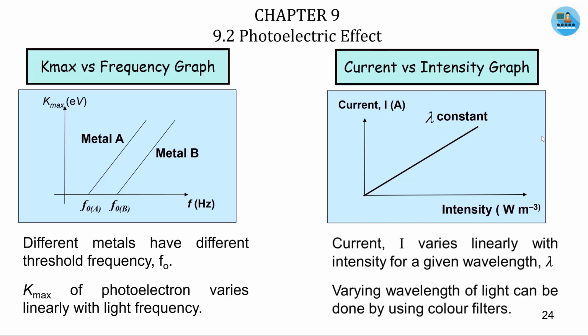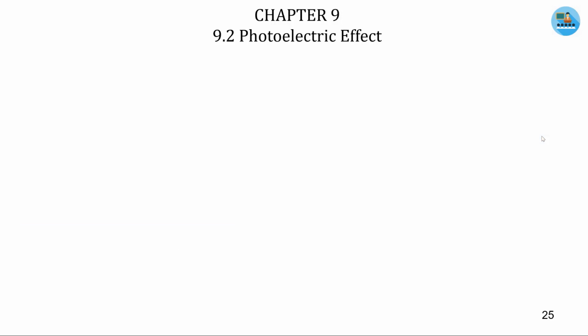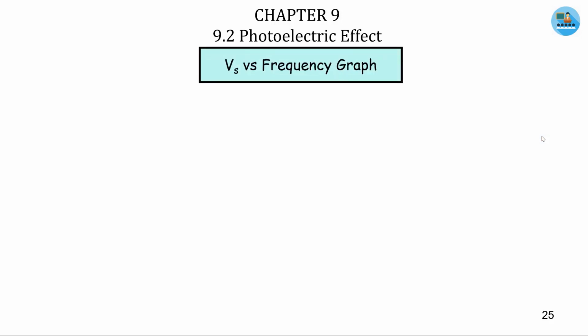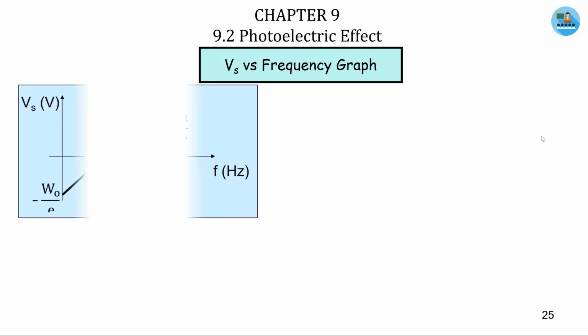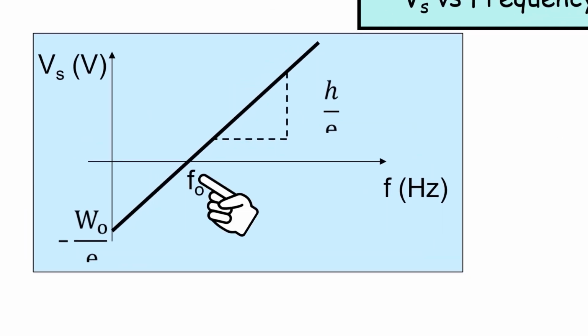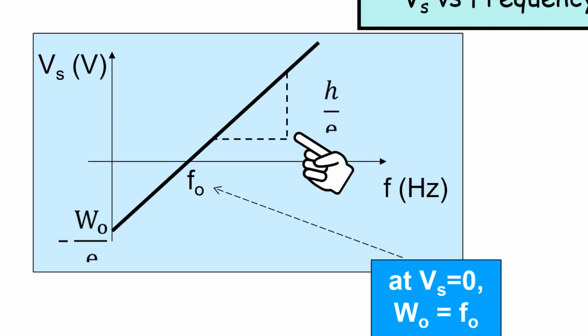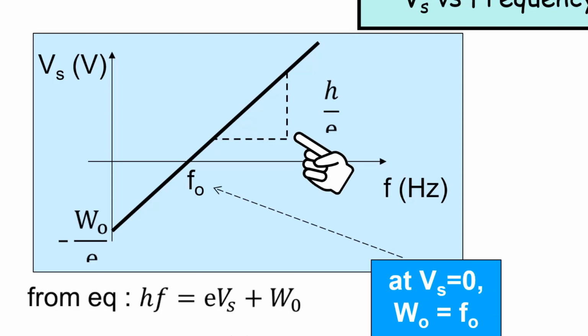For current versus intensity graph, the gradient of the graph represents the wavelength of the light. The higher the intensity or the brighter the light, the more photoelectric current it produces. And for the last graph, stopping potential versus frequency, X-intercept gives us the value of the threshold frequency. The Y-intercept gives us the value of work function for each electron, and the gradient of the graph is the Planck's constant per electron.